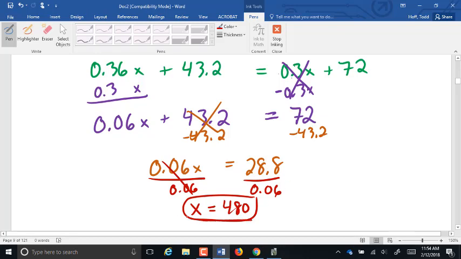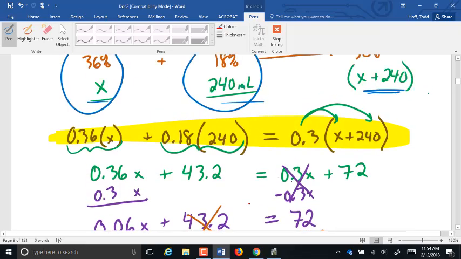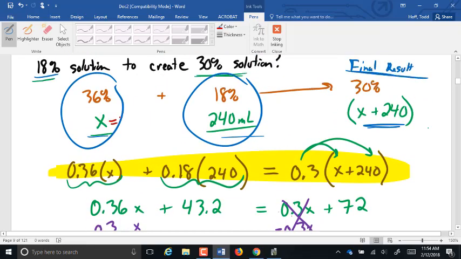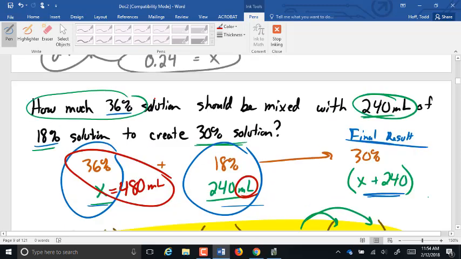Yep, 480. So again, we need to make sure we go back and answer our question. X is 480. That is the amount. That would be in milliliters because this was all in milliliters. That's the amount of the 36% solution. Now let's make sure that was what we were asked for. We were asked how much 36% solution. So we have answered our question, 480 milliliters.